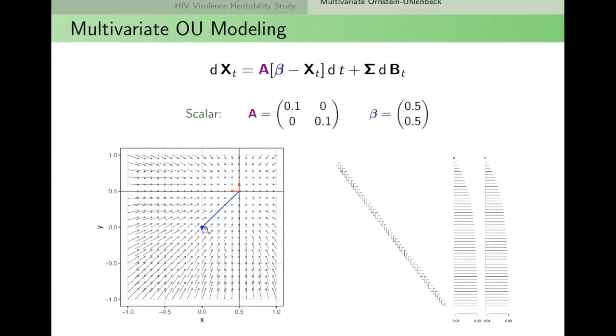And what I'm doing is that I start the process here at 0, and I have an optimum which is one half and one half. For this kind of matrix, all the vector field is attracted directly to the optimum, and I go there in a straight line. And what I represented here is still only the deterministic part of the equation.